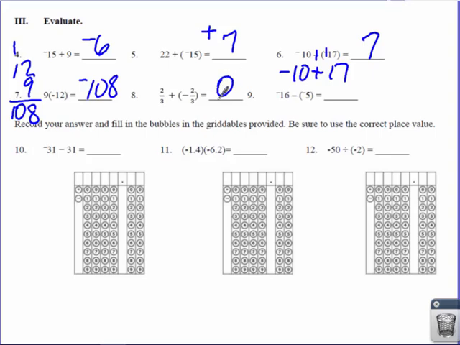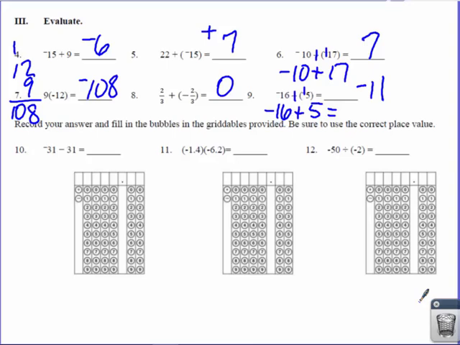Number 9, I've got a negative 16 minus a negative 5. So we change subtraction to addition and the next number to its opposite. So I end up with negative 16 plus positive 5. My signs are different, so I subtract. 16 take away 5 is 11. The 16 has more, and it's negative.